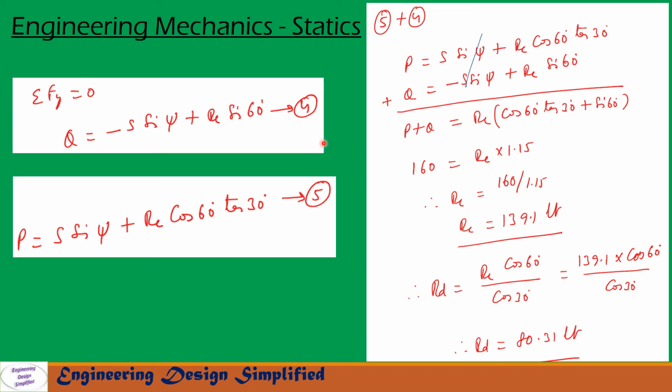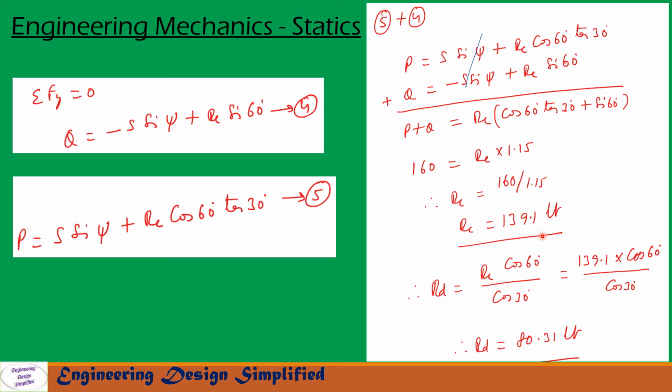Now let us add equations 4 and 5. We have written 5 on the top and 4 on the bottom. So here S sin psi and minus S sin psi will get cancelled. So we get P plus Q equal to RC into cos 60 tan 30 plus sin 60. P is given as 60 and Q is given as 100, so P plus Q is 160. After simplification of this term, we get RC into 1.15. So RC equal to 160 by 1.15, so RC equal to 139.1 lb.